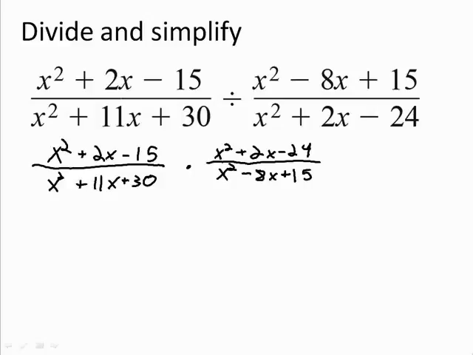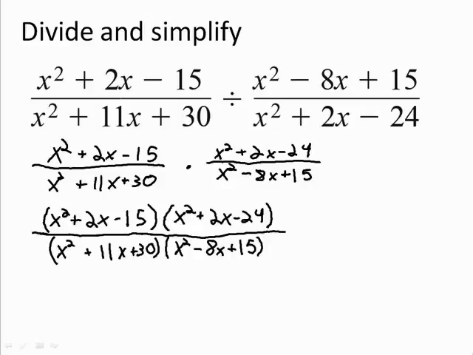Multiply the numerators and denominators. The quantity x squared plus 2x minus 15 times the quantity x squared plus 2x minus 24 divided by the quantity x squared plus 11x plus 30 times the quantity x squared minus 8x plus 15.